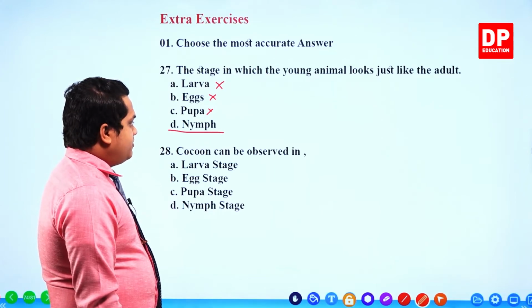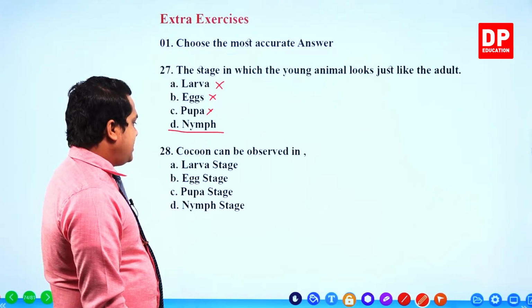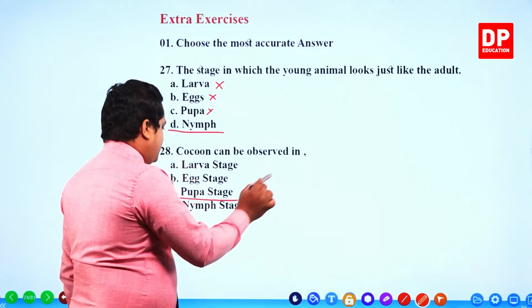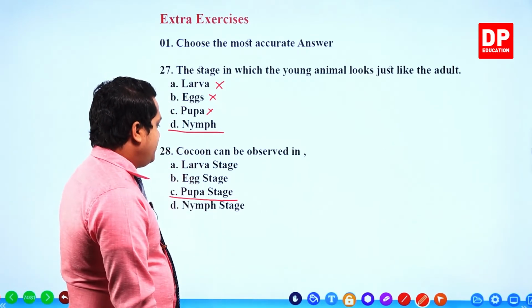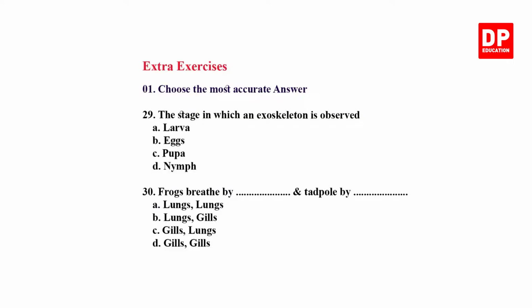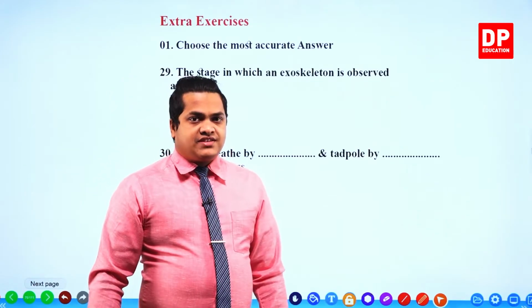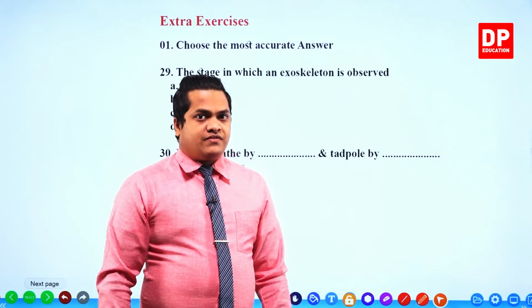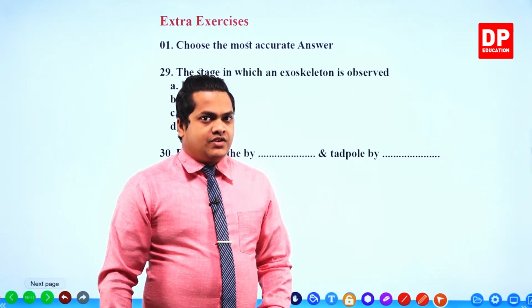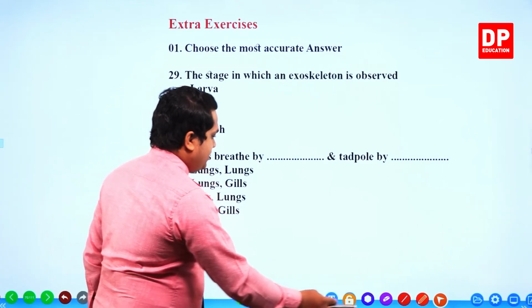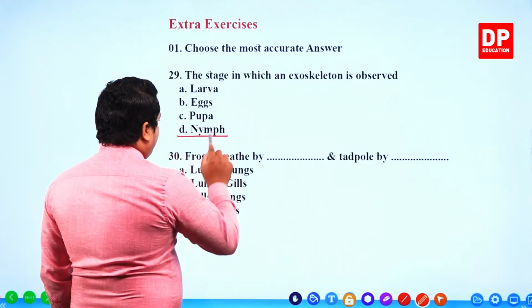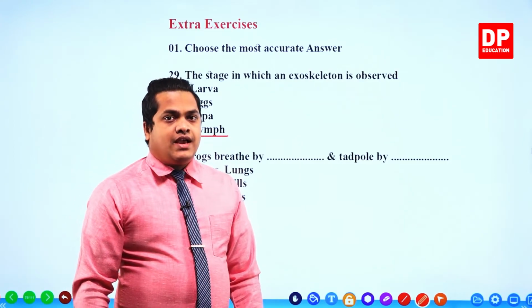Next one. Cocoon can be observed in larva stage, egg stage, pupa stage. That should be our answer, not in the nymphal stage. So, cocoon can be observed within the pupa stage. The stage in which an exoskeleton is observed. You know that the nymphal stage of insects contains an exoskeleton. So, the answer for this question would be, my dear children, the nymph. So, within the nymphal stage, we can observe an exoskeleton.